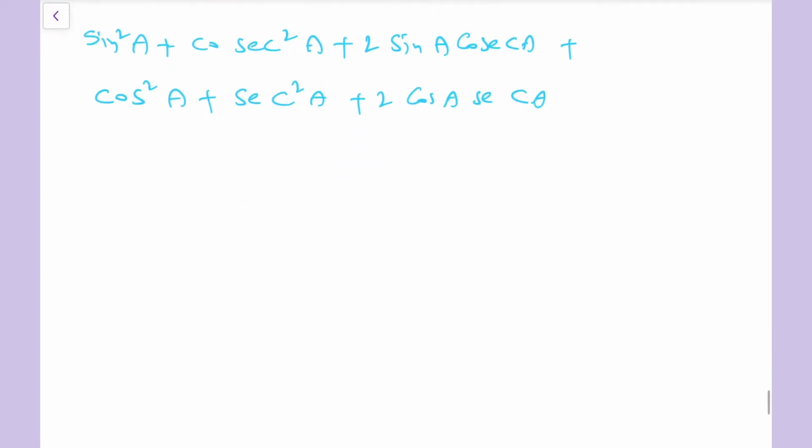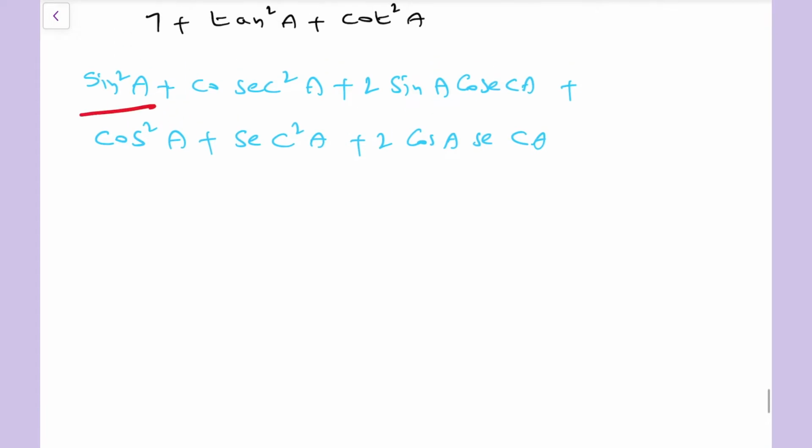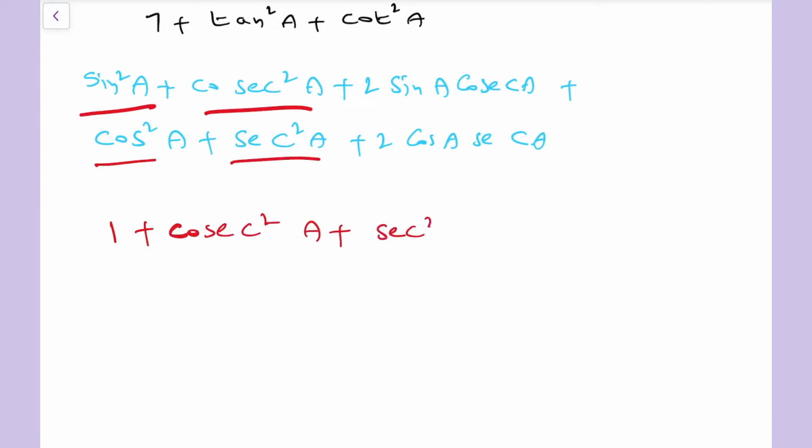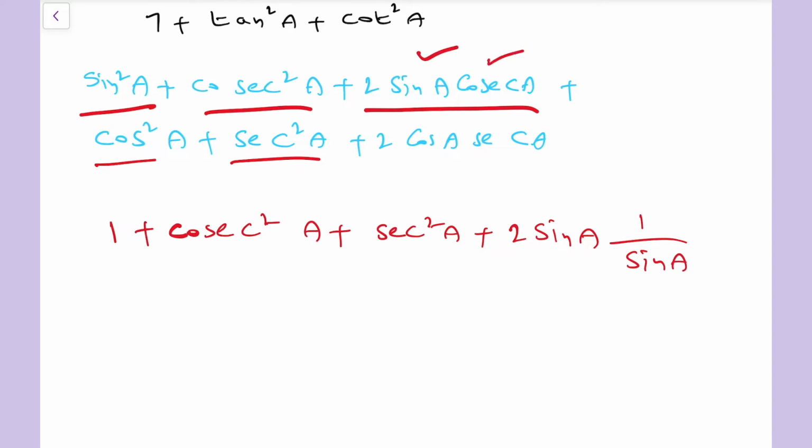Let us check how we will simplify this. Sin square A plus cos square A, according to the first identity, sin square theta plus cos square theta equals 1. So sin square A plus cos square A is 1. Plus this cosec square A I am writing as it is, plus this sec square A as it is, plus 2 sin A cosec A. I am writing that as 2 sin A as it is, and cosec can be written as 1 by sin A. Sin and cosec are reciprocals of each other, so that is the reason I wrote sin A as it is and cosec A as 1 by sin A.